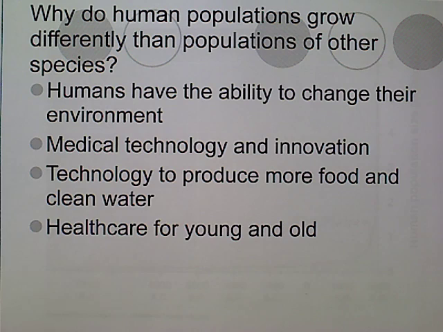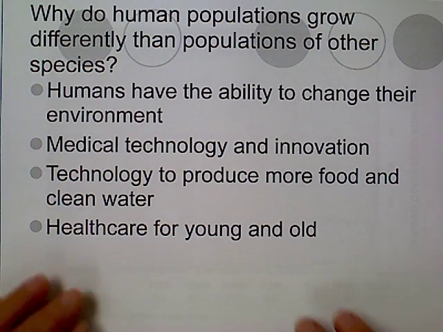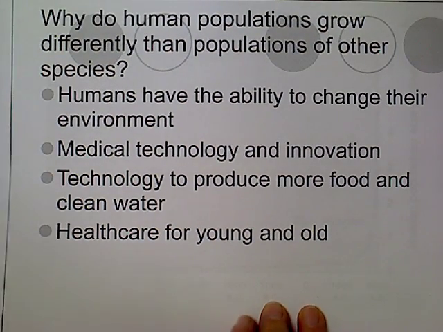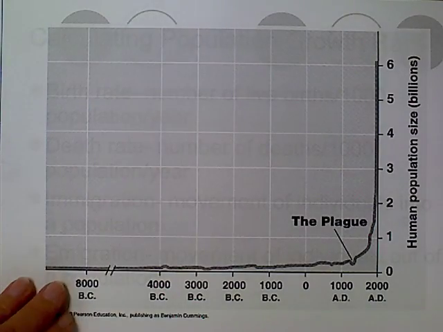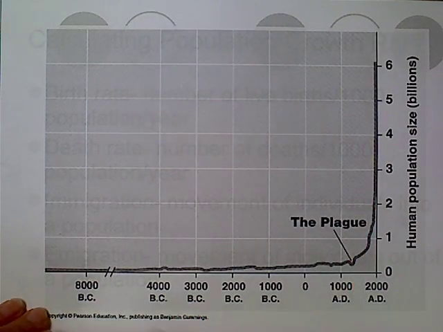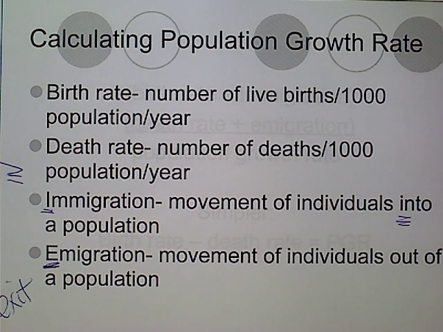We can get our own housing, we can get our own clothes. We have medical technology and innovation that allows us to live longer and healthier lives. We have technology that allows us to produce more food and clean water. We have health care for our young and our old. All of these are things that we have control over that can control our human population. Things like diseases can come along, but then we can find medical advances to help with such things.